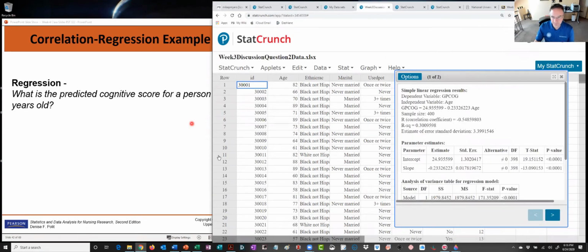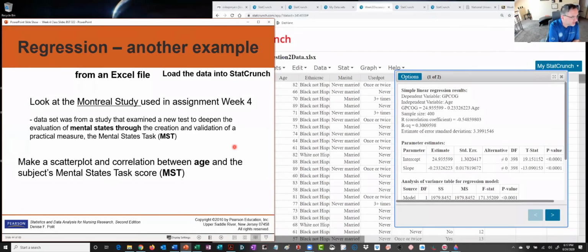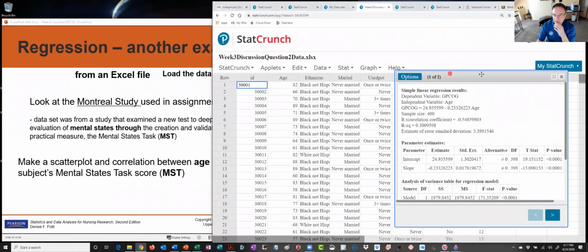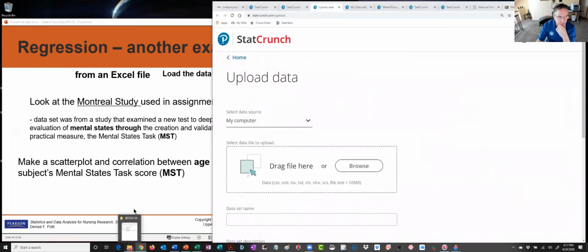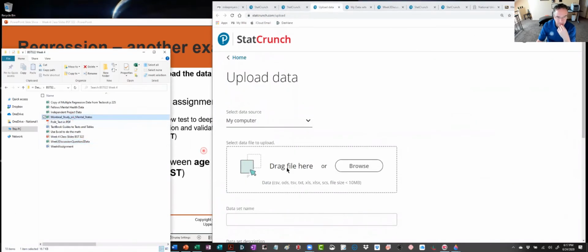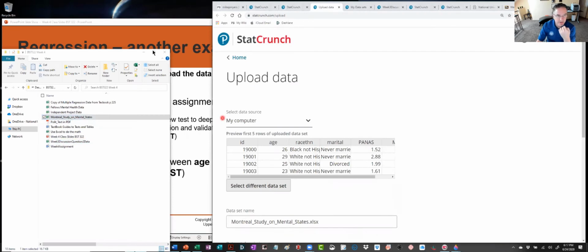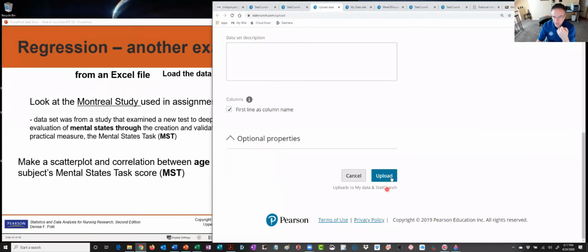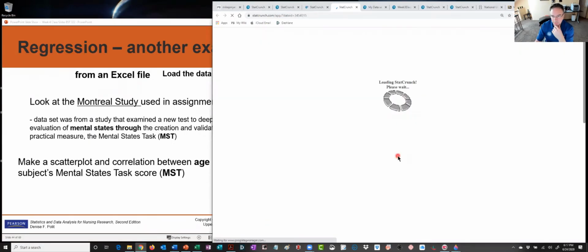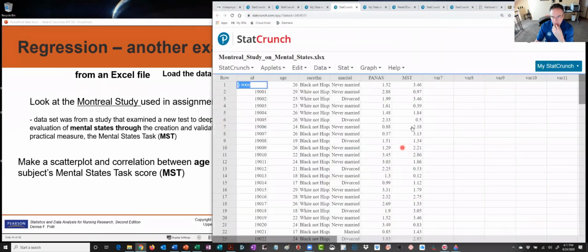So the Montreal study, for the assignment, you're going to look at the PANAS score and age, and we can even load in this one from the Montreal mental state study. I'll drag and drop that one. So again, this one's for the assignment. I'll upload that one. So again, whether we type the data in, load it in, or copy and paste it in. For this one, this is the PANAS score. This is the positive negative affect score.